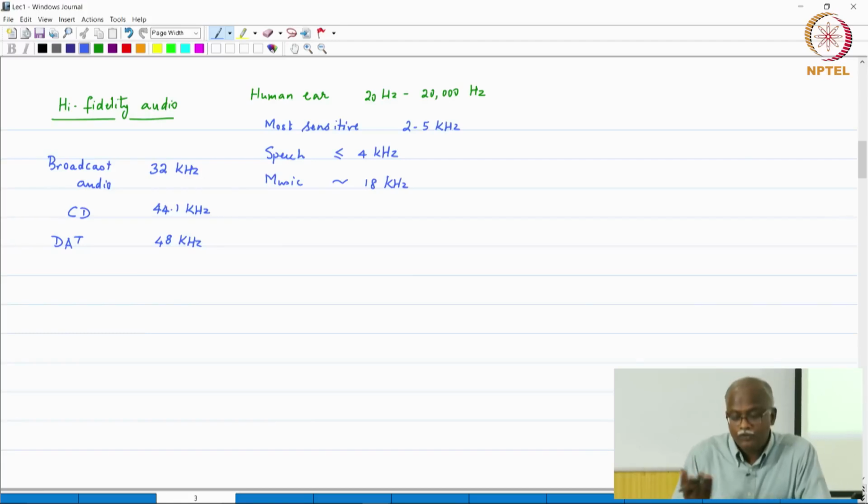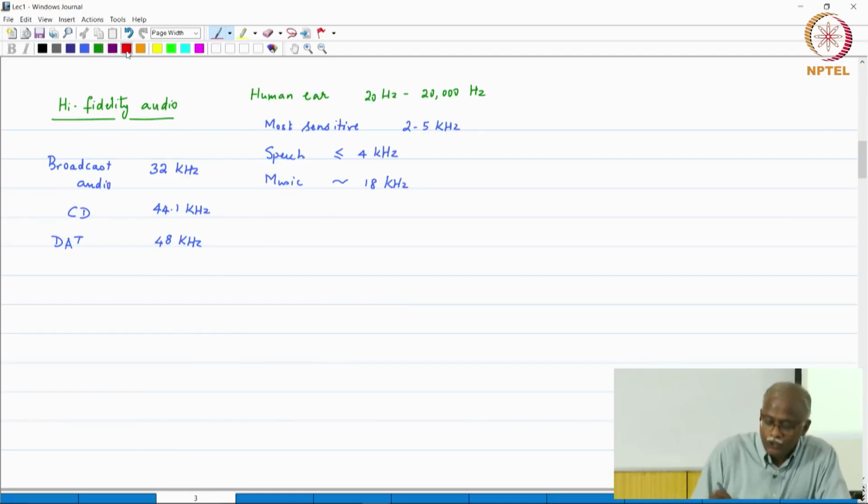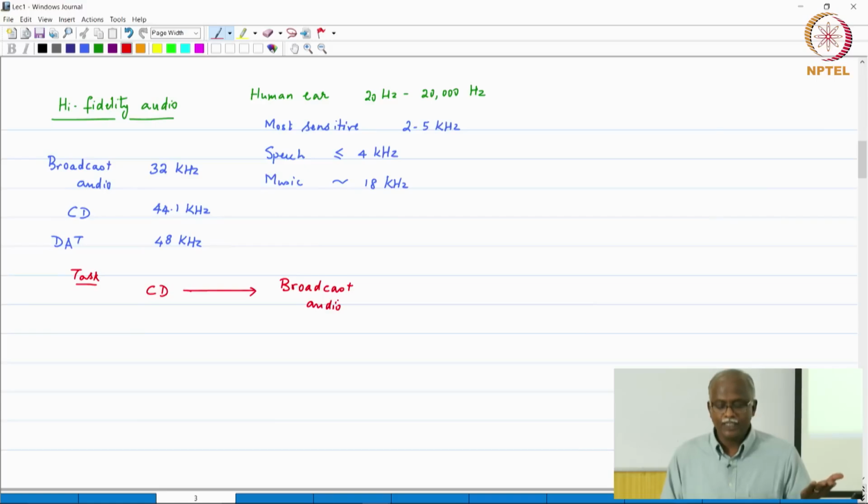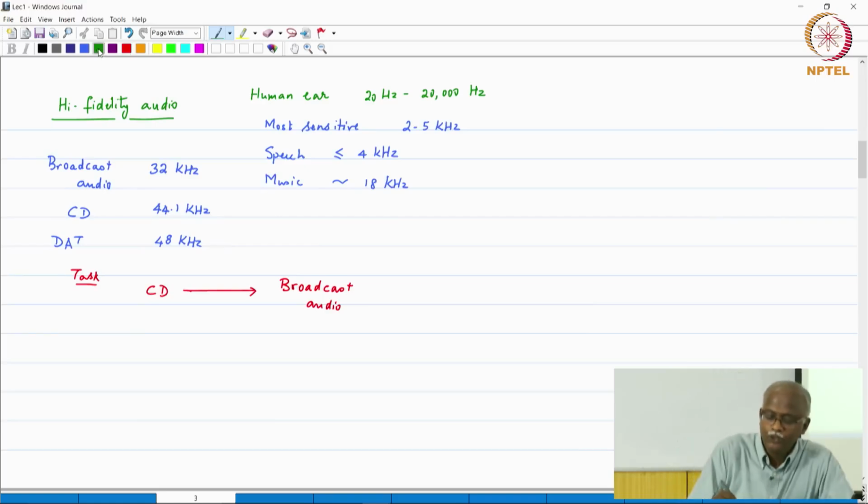So, one of the cases where you will come across the introduction of multi-rate signal processing would be this: the task is that you have some music on a CD, and you want to convert it into a format that can be played as broadcast audio. So, this basically means that you have to convert the sampling rate from 44.1 kilohertz to 32 kilohertz.